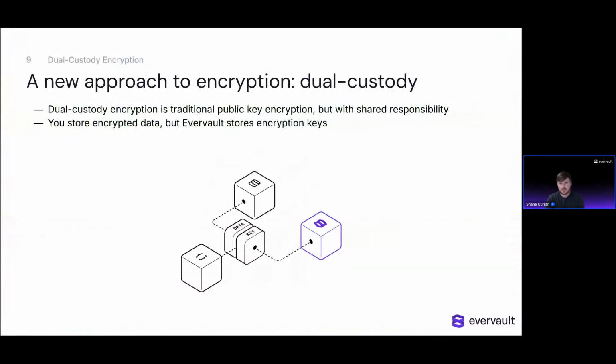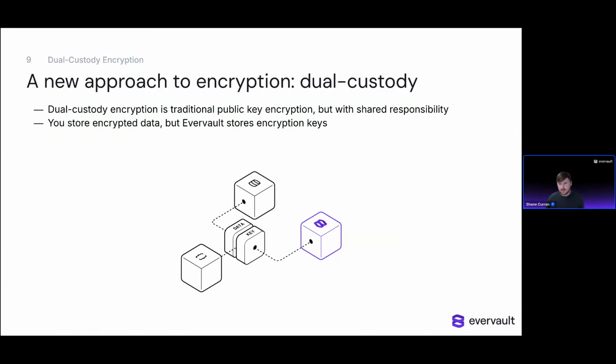Dual custody encryption is, like I mentioned in this asymmetric cryptography example, where you have a public key and a private key. It's that, but fully abstracted. So in this diagram, you'll see that we're taking a piece of sensitive data, splitting it into the encrypted data or the ciphertext, and then encrypting it using the public key, which is exposed publicly, in our case, through Evervault. Evervault is then responsible for managing the private key that can be used for decrypting that data.